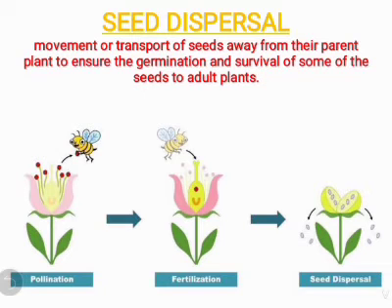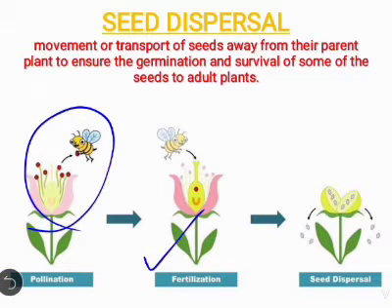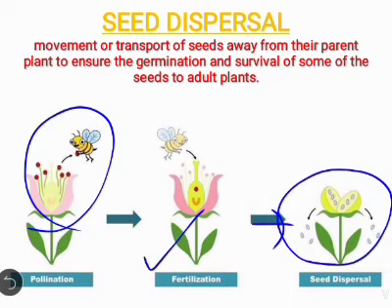Now come to seed dispersal. The movement or transport of seeds away from their parent plant to ensure the germination and survival of some of the seeds to adult plants is known as seed dispersal. So this is the example of pollination. After pollination, the male and female gametes get fused, and after fusion, the ovary develops into a fruit and the ovule develops into a seed. When the seed is formed, the seed has to be dispersed.